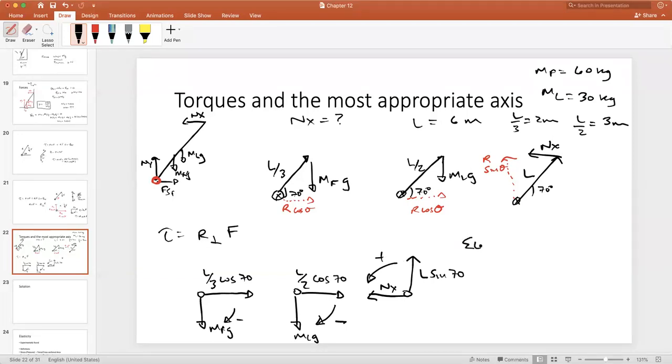So the sum of my torques is negative L/3 cosine of 70 times m_f g, minus L/2 cosine of 70 times m_l g, plus L sine of 70 times n_x, and that is all equal to 0. So I'm going to move to the solution page and rewrite that.